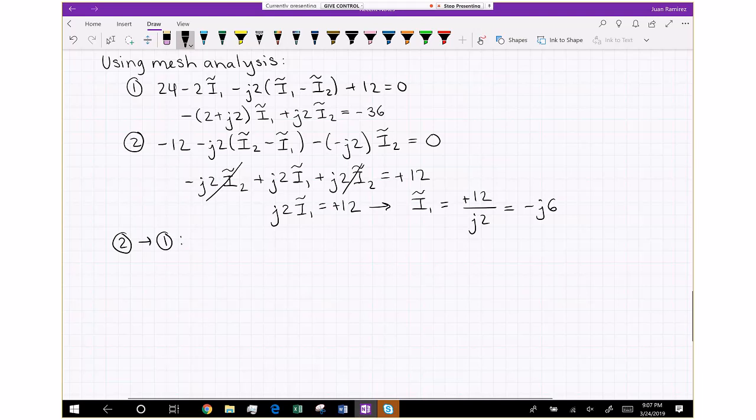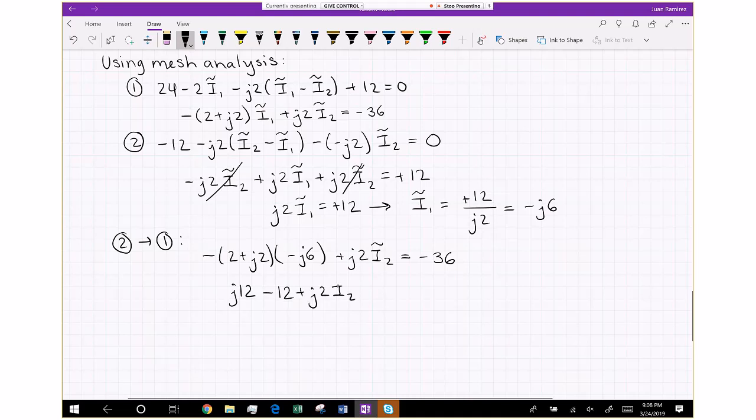So the second mesh equation into the first. We have negative 2 plus J2 times negative J6 plus J2 I2 is equal to negative 36. And now we're just going to solve for I2. So what do we get? We get J12 minus 12 plus J2 I2 is equal to negative 36.